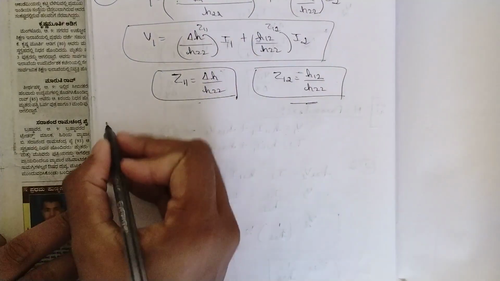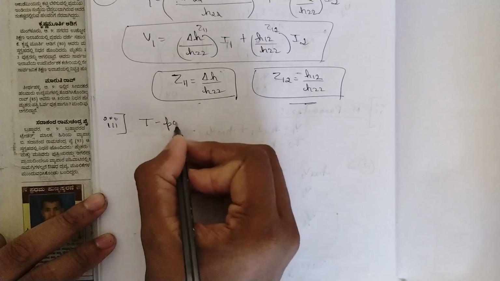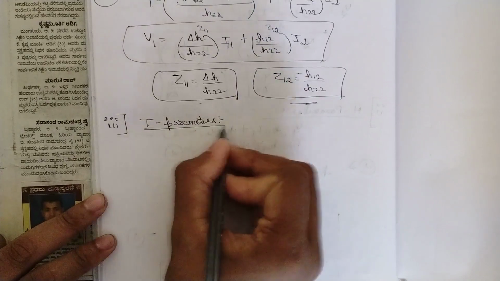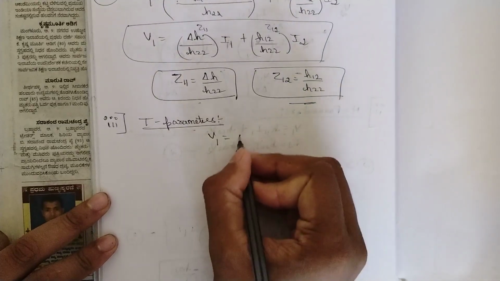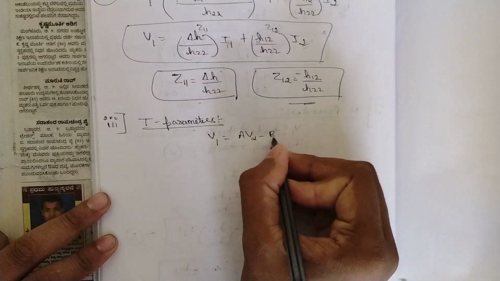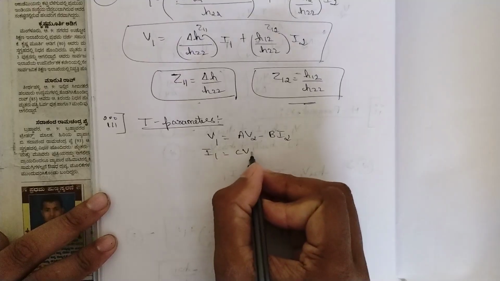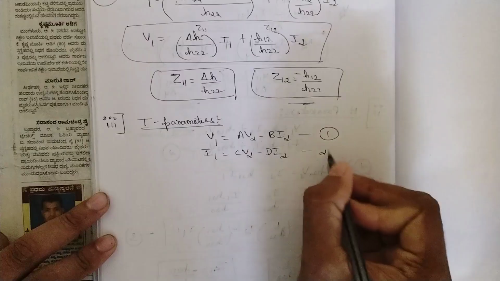We are left with only one parameter now, that is Z parameters in terms of T parameters or ABCD parameters. One and the same. First write the set of equations for ABCD parameters, that is V1 is equal to A V2 minus B I2, then I1 is equal to C V2 minus D I2. Name these as equation 1 and equation 2.